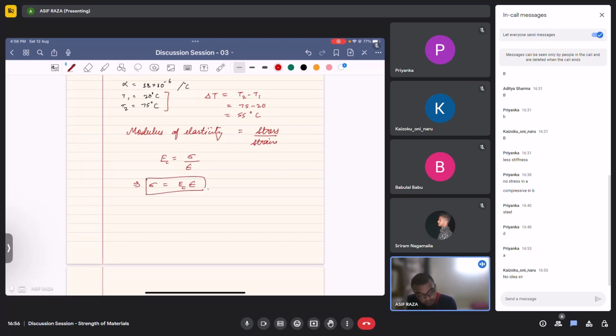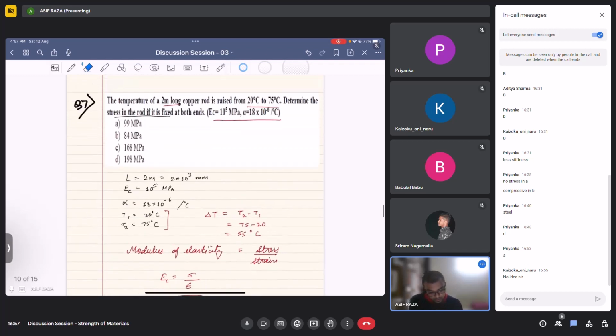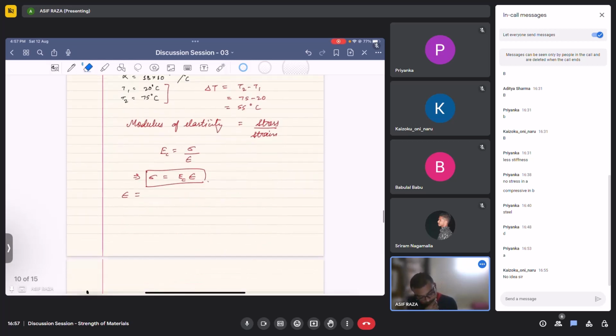Now, what is epsilon? The strain in the context of thermal expansion is equal to alpha delta T, not L alpha delta T, only alpha delta T. This is the strain present in the system because the elongation due to temperature is L alpha delta T, and epsilon is delta upon L, so that would be alpha delta T.